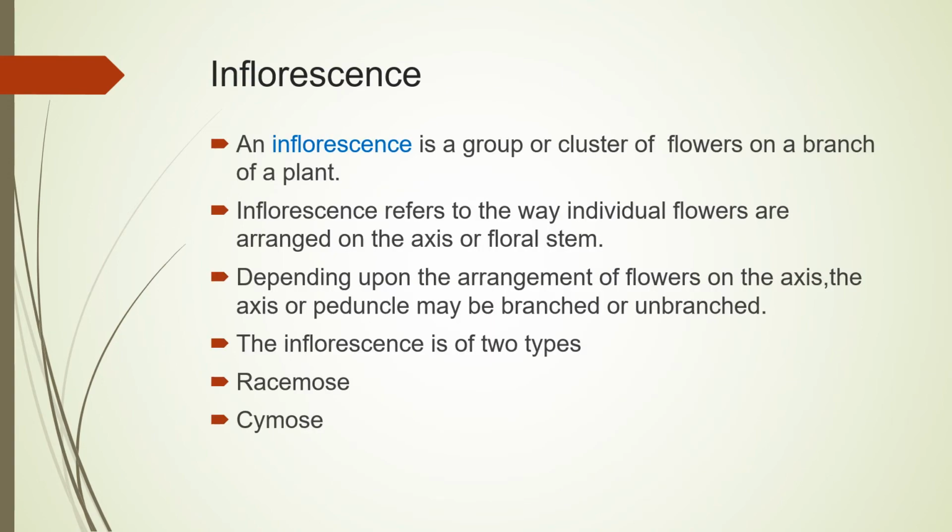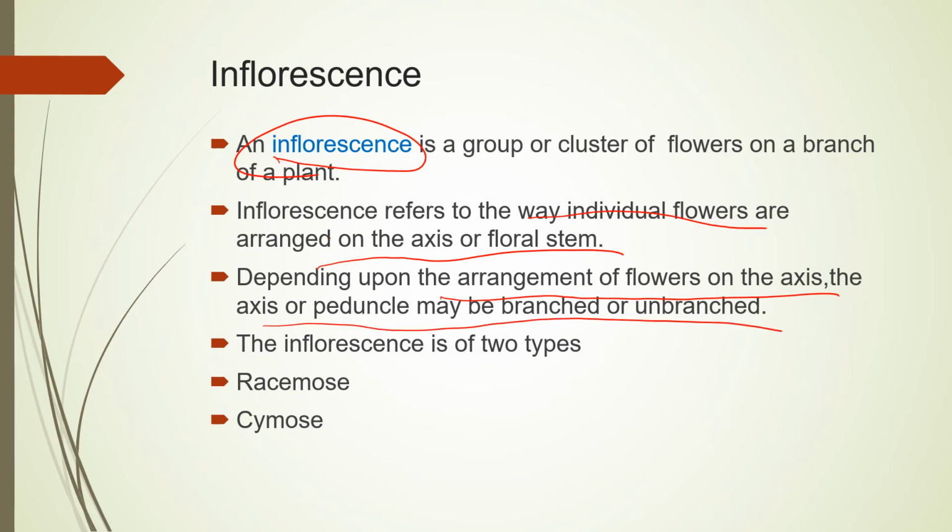Next we come to the topic of inflorescence. What is it? Inflorescence is a group or cluster of flowers on a branch of a plant. Inflorescence refers to the way individual flowers are arranged on the axis of the floral stem. Depending upon the arrangement of the flowers on the axis, the peduncle may be branched or unbranched.